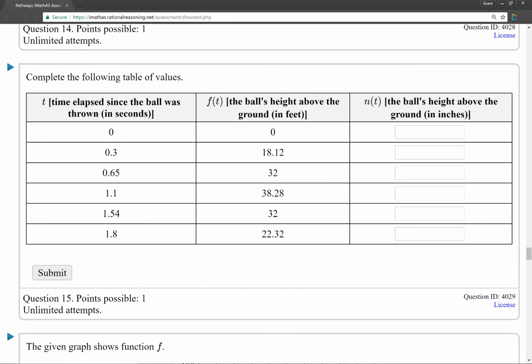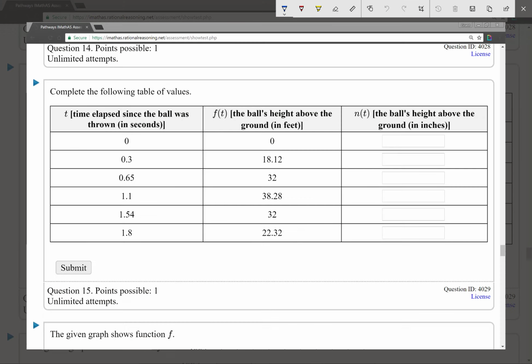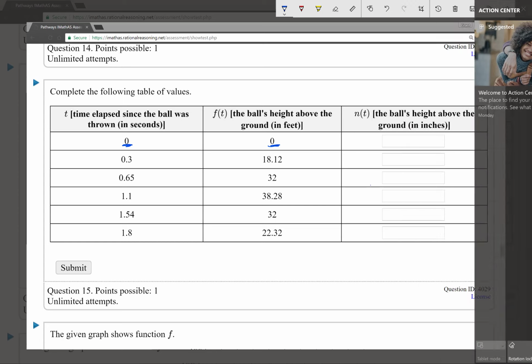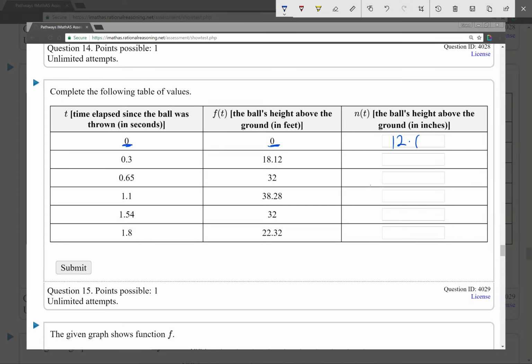Now, if we want to fill in a table of values for any number of seconds since the ball was thrown, we can look at the number of feet above the ground, and we know that the number of inches above the ground should be 12 times as large. So in this case, when 0.65 seconds have elapsed, the ball's height above the ground should be 12 times as large as 32, or 12 times 32. And in general, the ball's height above the ground in inches will always be 12 times as large as the ball's height above the ground in feet.